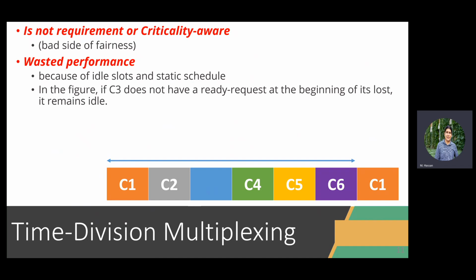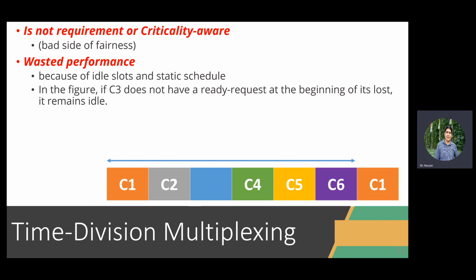And it's also not criticality aware. What do I mean by this? Remember we said our systems are generally mixed criticality, which means some cores are more important than others. Some tasks are more important than others. If I run on a bus and there is an airbag control task and there is an infotainment task, I cannot really serve both the same way, right? So TDM is just serving every single core with one slot, regardless of the criticality of the task. So it's also not criticality aware.